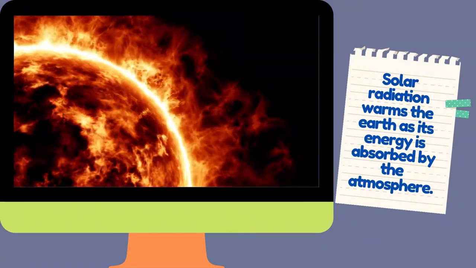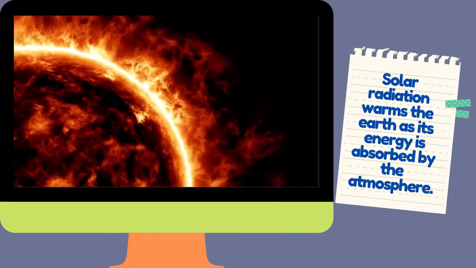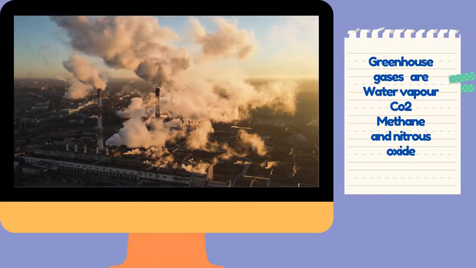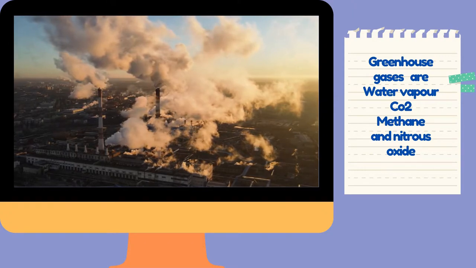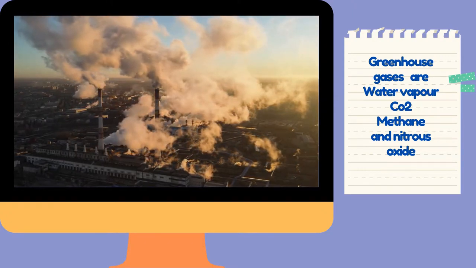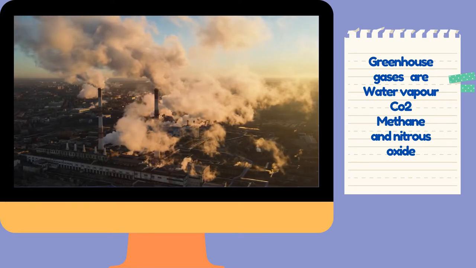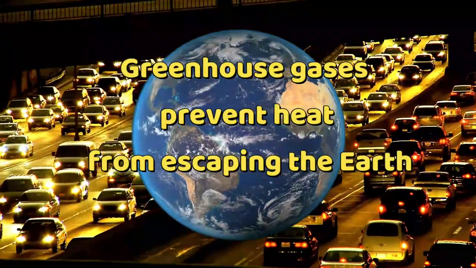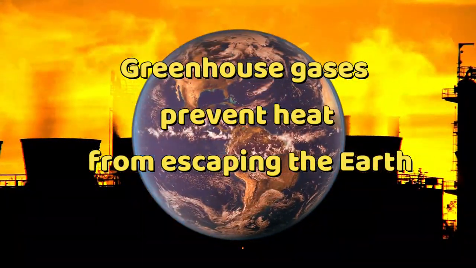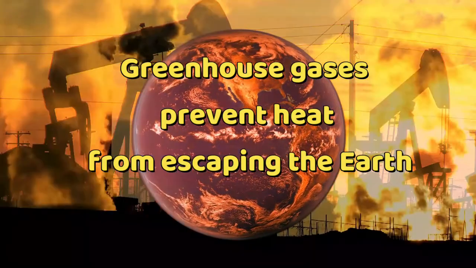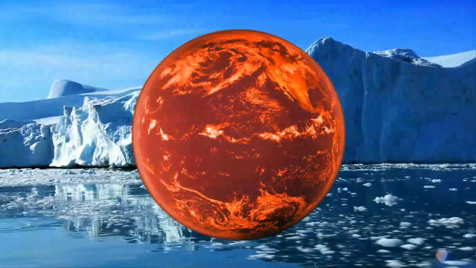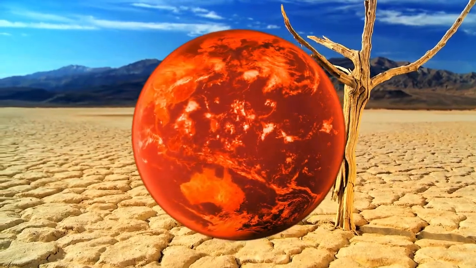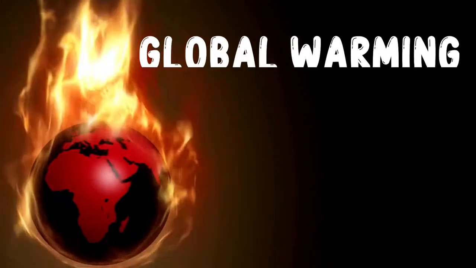Solar radiation warms the Earth as its energy is absorbed by the atmosphere. In the atmosphere, there are greenhouse gases present. This includes water vapor, carbon dioxide, methane, and nitrous oxide. Greenhouse gases prevent heat from escaping the Earth, thus making Earth's temperature higher. Without it, our planet would be too cold to support most forms of life, and with too much of it, give rise to the term global warming.